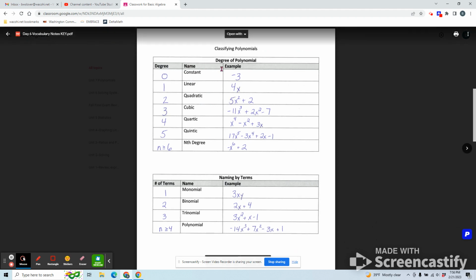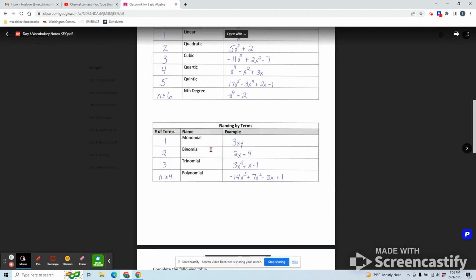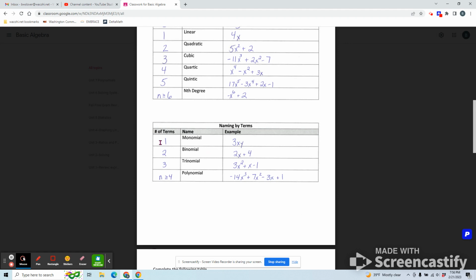So now that we can classify it by its degree, we need to be able to name it by its terms. So if it has 1 term, we saw already that that was called the monomial. So here's an example of 1 term. Remember, a term is separated by an addition or subtraction sign, not multiplication. Okay, because this is really saying 3 times x times y. That's 1 term. If I have something that's 2 terms, that's called binomial. Think about a bicycle. Has 2 wheels, 2 terms.